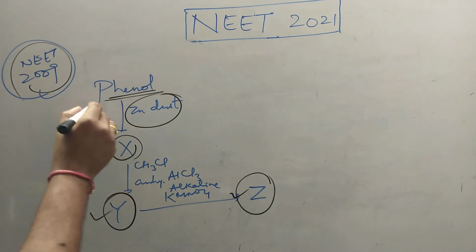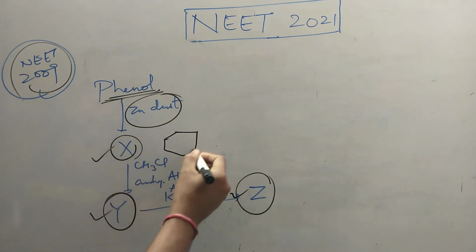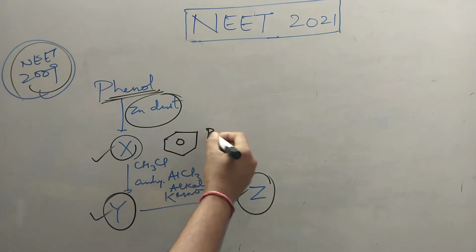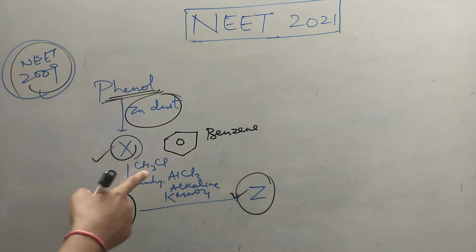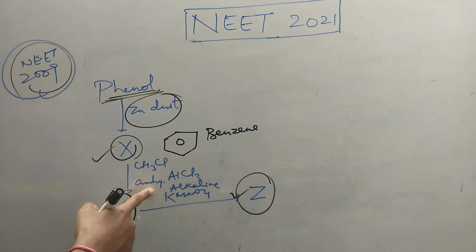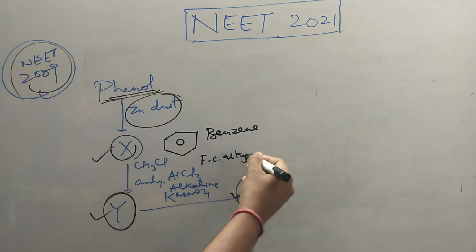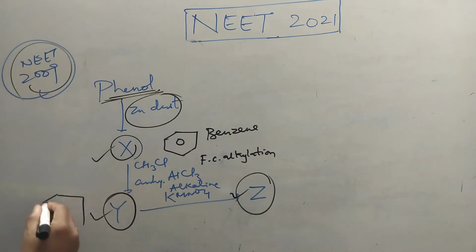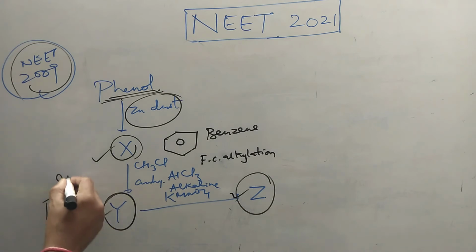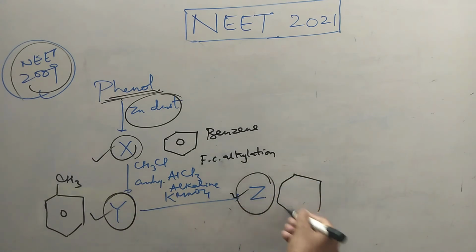So what you have to do, you know that reduction of phenol with zinc dust gives benzene. So here benzene will be formed. So the first product X will be benzene. Next, when benzene is treated with methyl chloride in presence of AlCl3, this is Friedel-Crafts alkylation. So it undergoes Friedel-Crafts alkylation to form toluene. It forms methyl benzene, that is toluene. And treating toluene with alkaline KMnO4 gives benzoic acid.